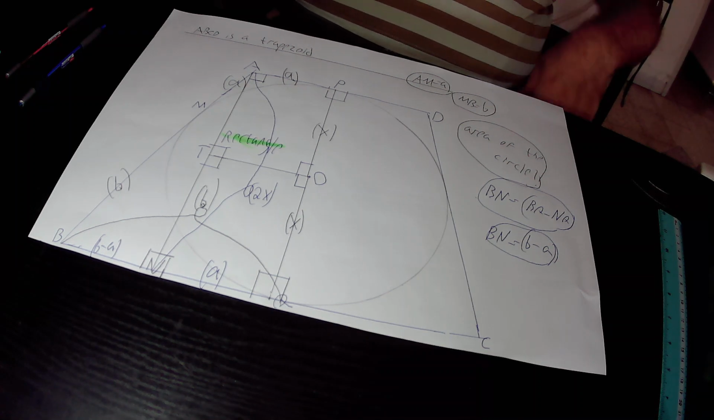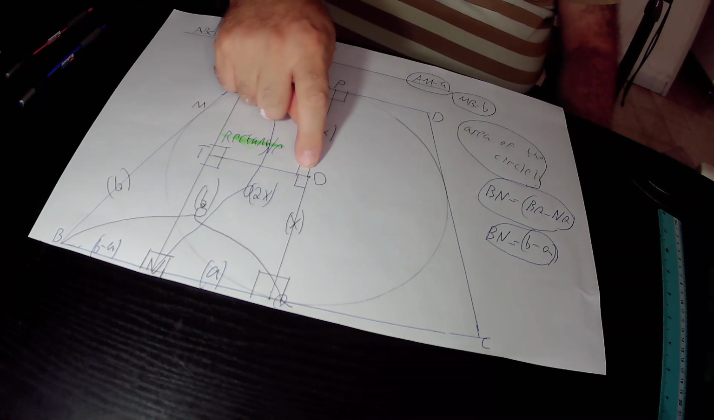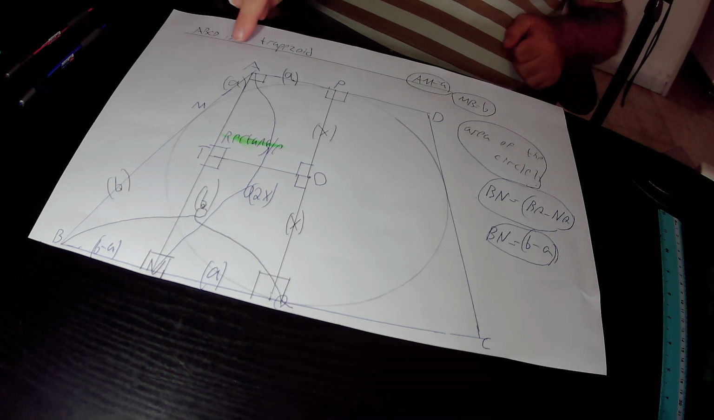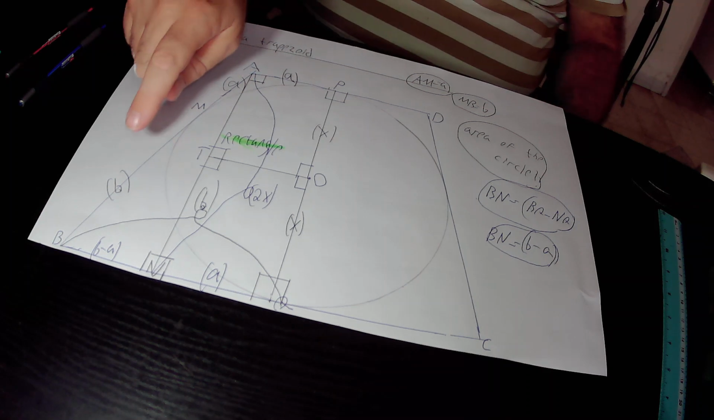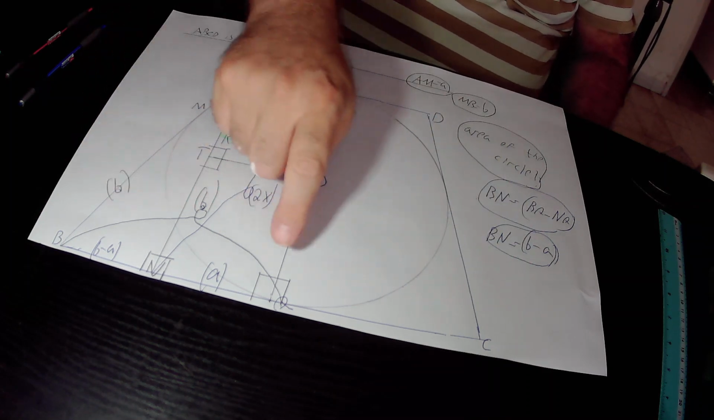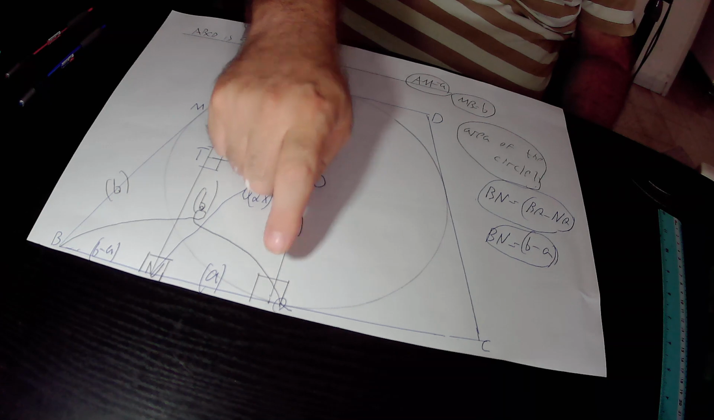First of all, we define the center of this circle. This point is point O. We define the point of tangency of tangent AD with this circle. This point is point P. And finally, we define the point of tangency of this tangent BC with this circle. This point is point Q.